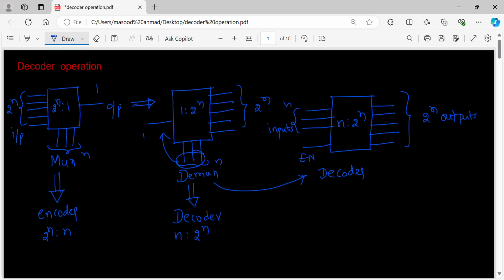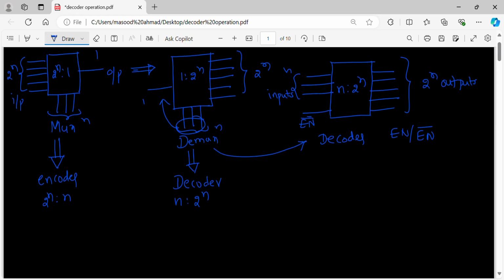So now what we can do is, if we look at the decoders which are available commercially, they may come up with enable active low or active high. So I say enable may be active low, may be active high. This we have seen already. Inputs may be active high, may be active low. What is this, inputs active low or active high? It is something like this.